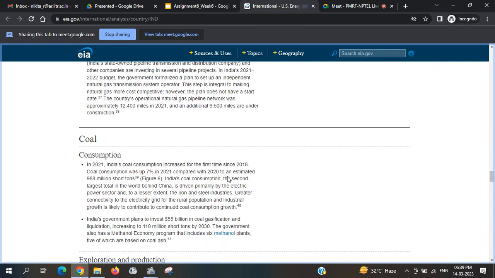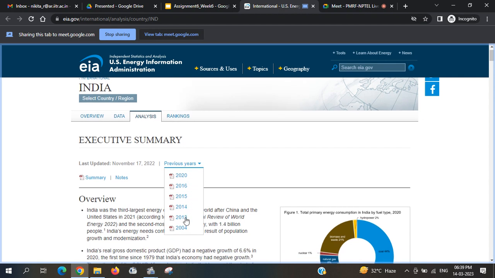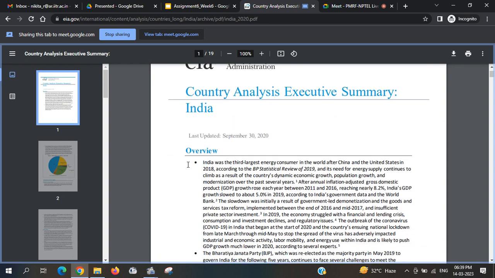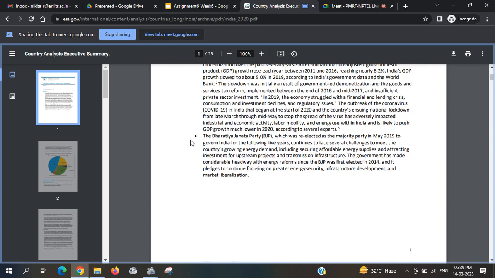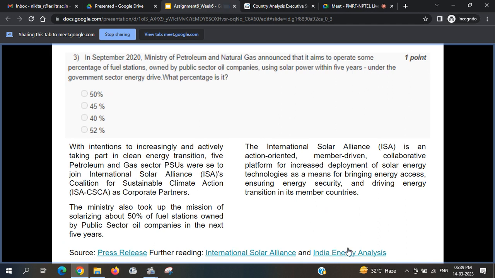Another thing which you can do is that this report is actually for year 2022. You can even go and see reports for previous years. So starting from 2004, you have reports up till 2020. You can just click onto the link and see reports of previous years as well. So for example, this is the report for 2020. I hope this is helpful to you. I have shared the link with you.